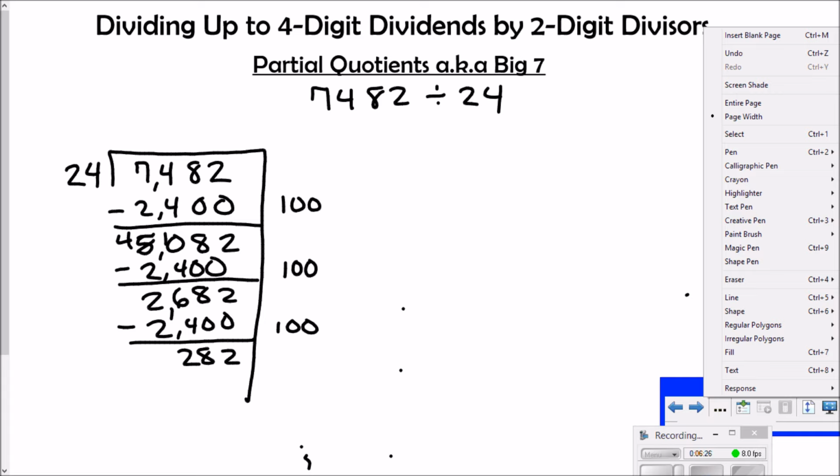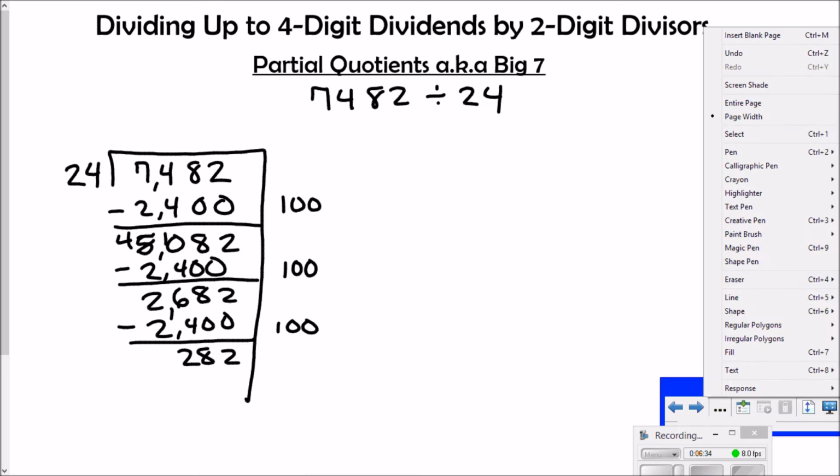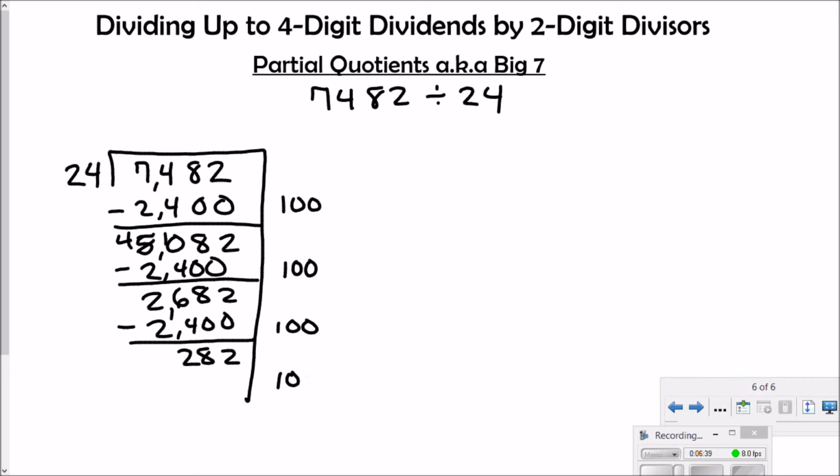Well, I figure out how many times 24 will go into 282. I know that 24 times 10 is 240, so I am just going to use 10 here. And I should have mentioned this from the beginning, but it's best to use multiples of 10 and 100 because they're easier to compute than choosing numbers like 15 or 16 or 17 or 18. So that's the nice thing about partial quotients, being able to target those multiples of 10. So 24 times 10 is 240. Subtract 240 from 282, I'm left with 42.